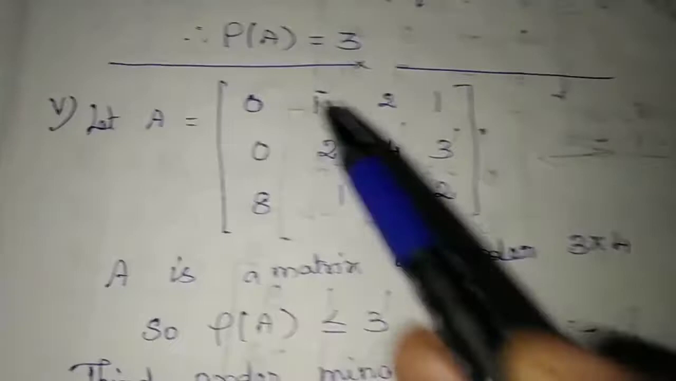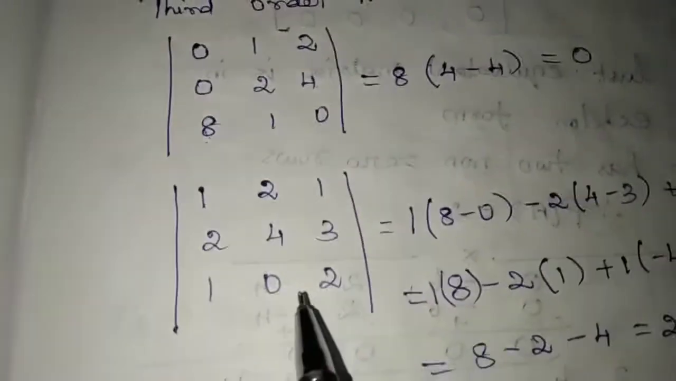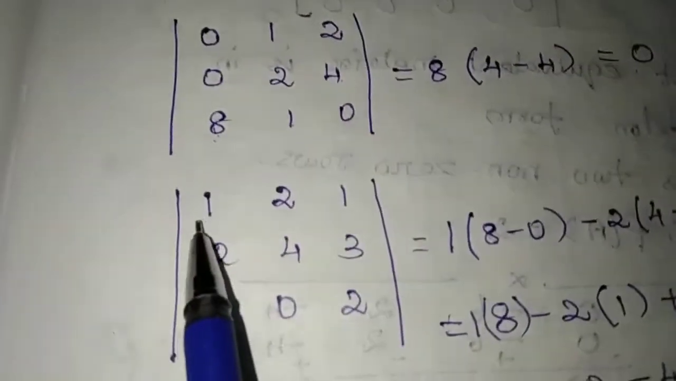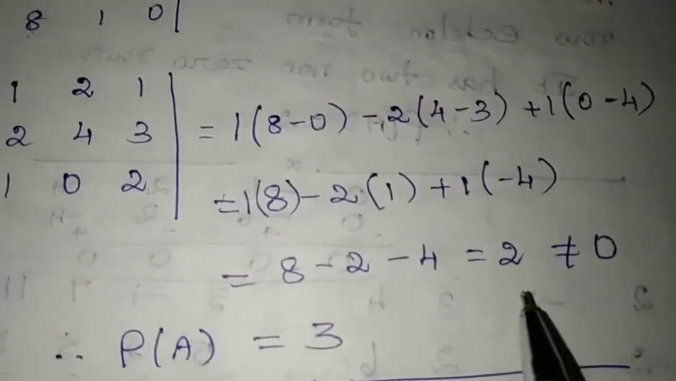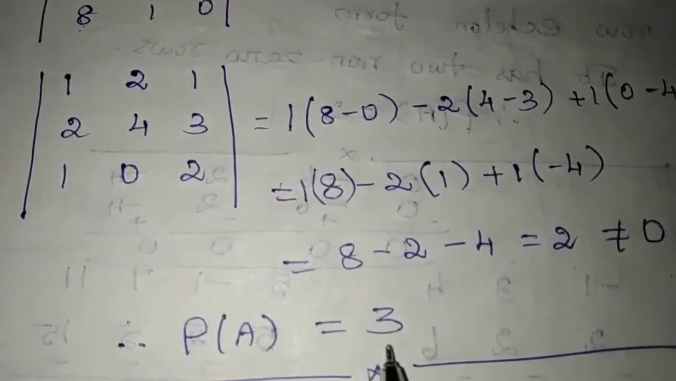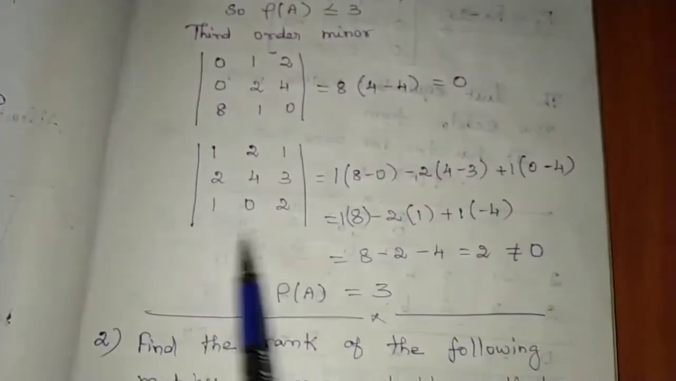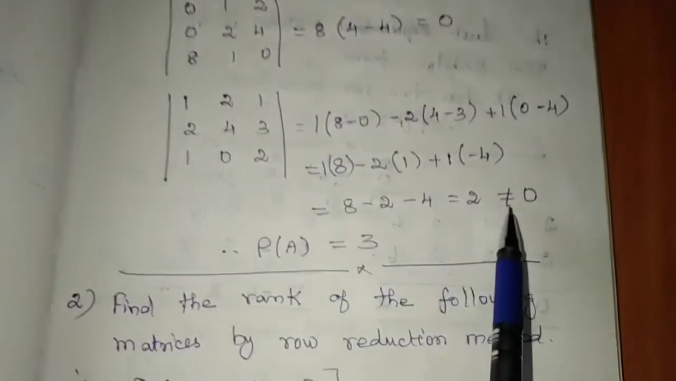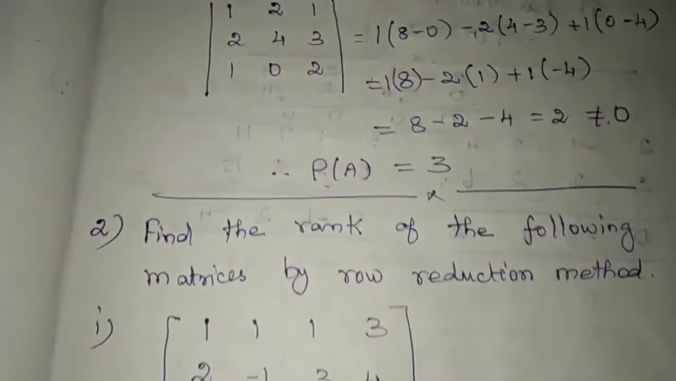And next take another 3 by 3 matrix. Simplify using the first row, expanding by first row and simplify. We get 2, not equal to 0. Then rho of A equal to 3. Any one of the 3 by 3, that is, third order minor not equal to 0, then rho of A equal to 3.